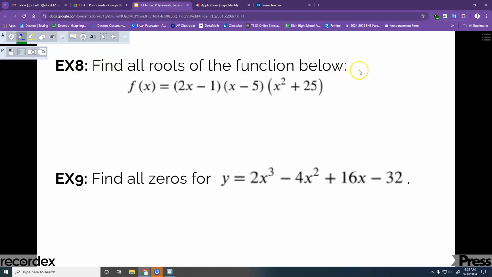If I give you one like number 8, I could graph this and it will find 2 of the zeros. But there are going to be 2 zeros it does not find because they are imaginary. So this is one where it's really just going to be better to start off doing it by hand. So this one's already factored. They're asking me this time for the roots. What are roots?